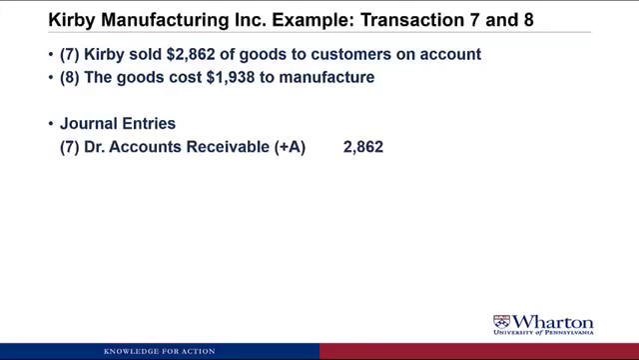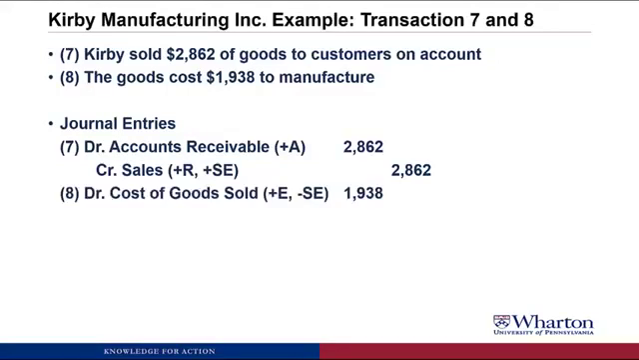The journal entry for the revenue piece is that we're going to debit accounts receivable for $2,862 because the sales were made on account, and this represents the selling price of the goods to the customer. And we get to call this sales revenue. So we credit sales for $2,862. Then we have to account for the cost of the goods that we sold. So we debit cost of goods sold, $1,938, at the cost of producing the goods. And we credit the finished goods inventory account for $1,938, which again is the cost of producing the goods. And hopefully the cost of producing the goods is less than the selling price that we receive from the customer so that we can book a profit.